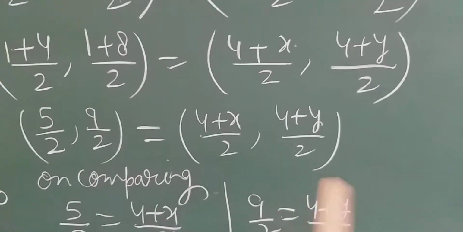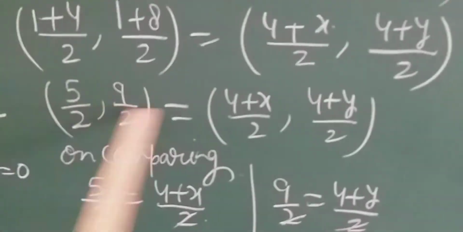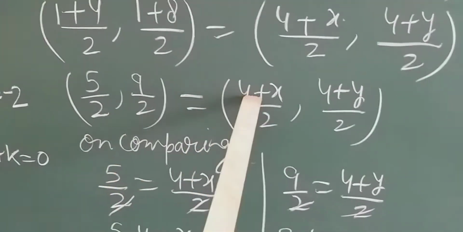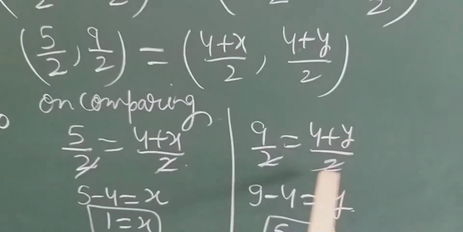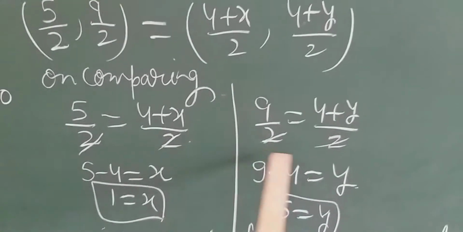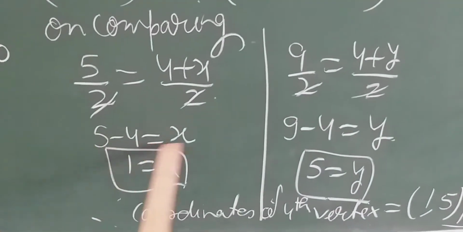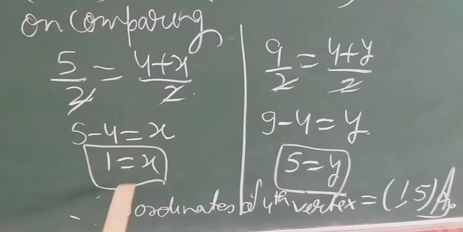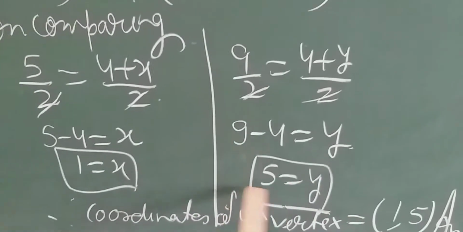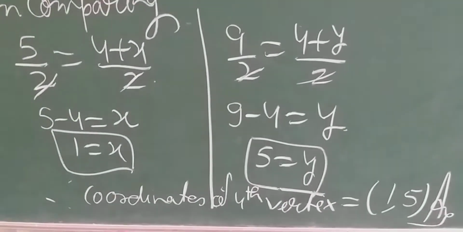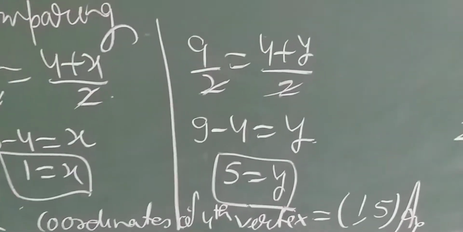Both coordinates are equal, student. So we can compare the value of x with x. So 5 upon 2 equals 4 plus x upon 2, and 9 upon 2 equals 4 plus y upon 2. 2 cancels. So 4 will transfer this side. 5 minus 4 equals x. x equals 1. 9 minus 4 equals y. y equals 5. So the coordinate of the fourth vertex equals 1 comma 5.